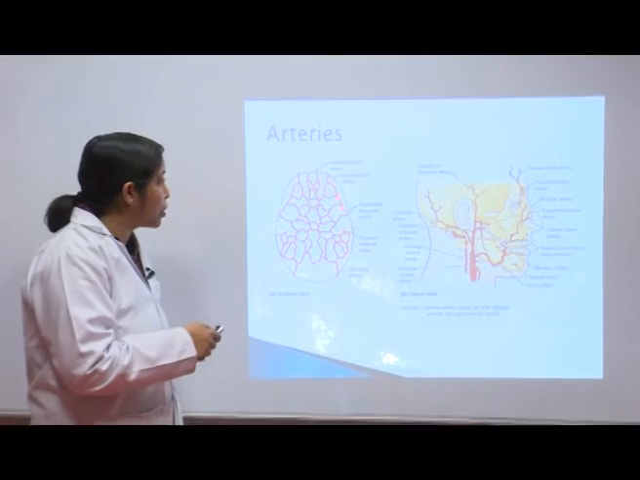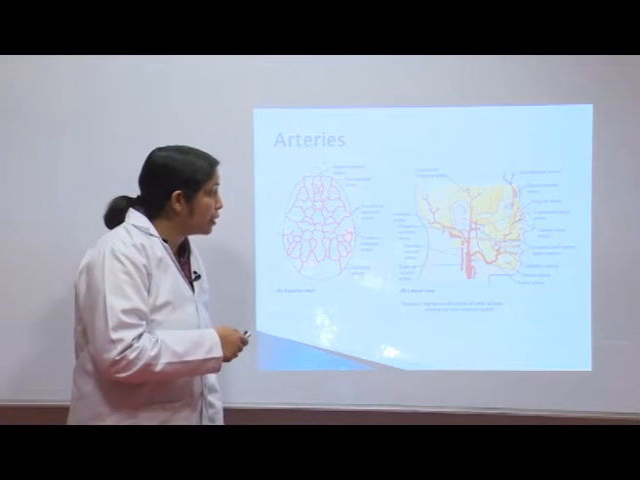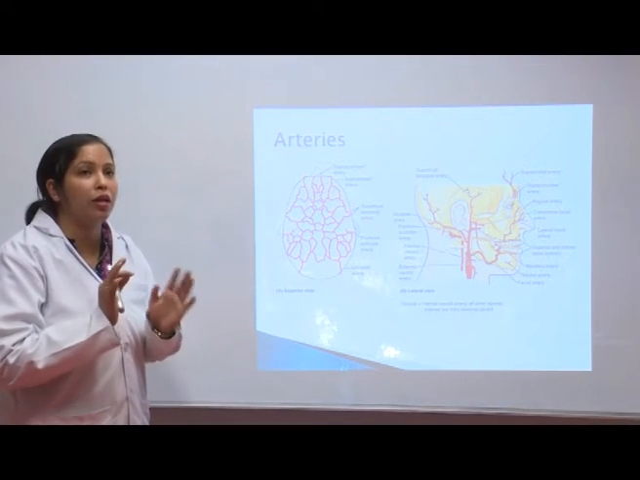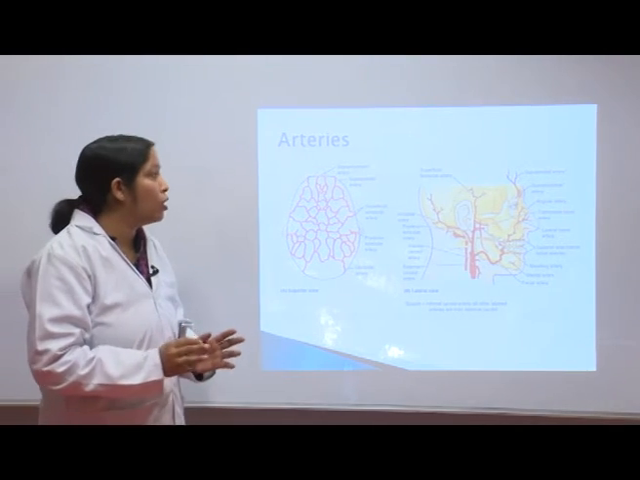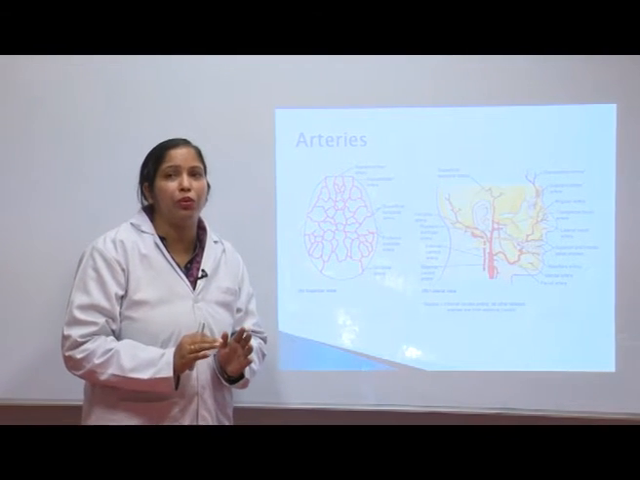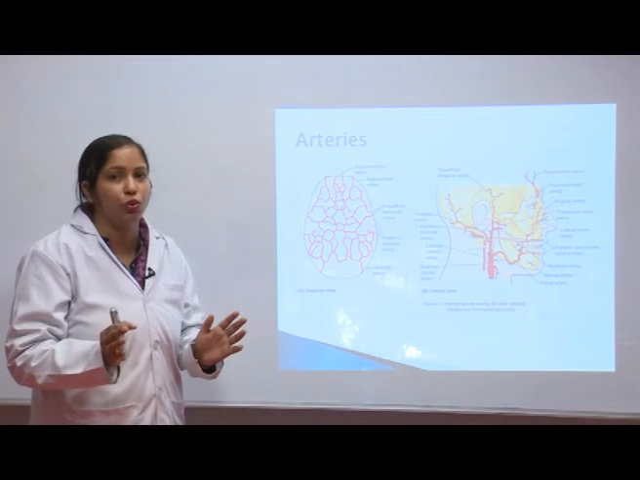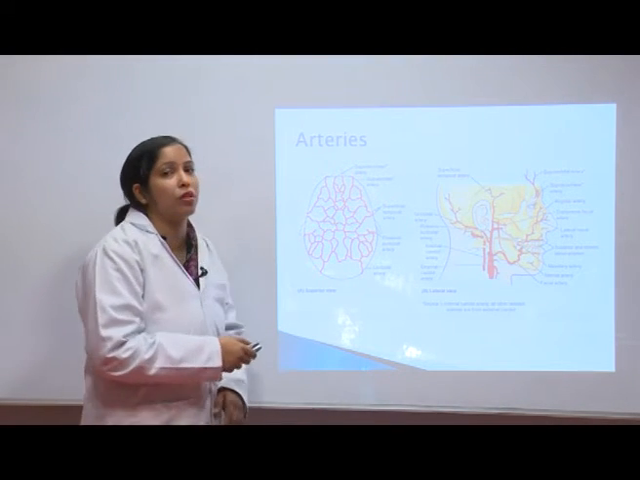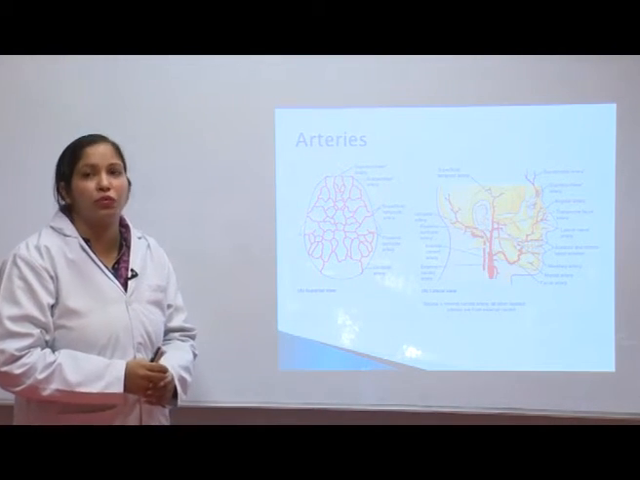And here in this picture you can see very well that these arteries make an anastomosis over the scalp. So if there is any minute injury, the bleeding will be profuse, as there is a lot of anastomosis over the surface of the scalp.